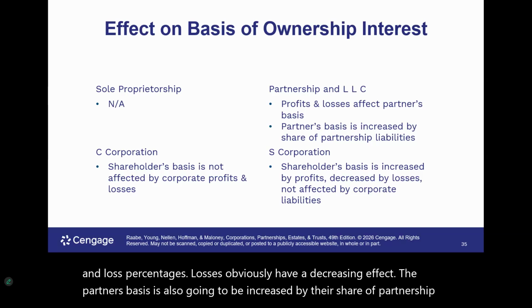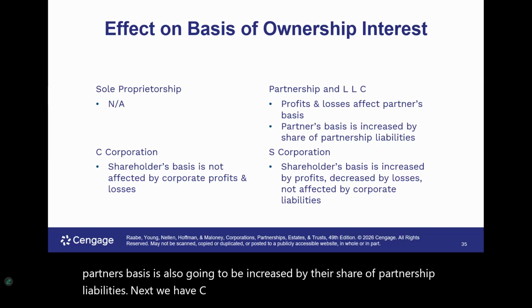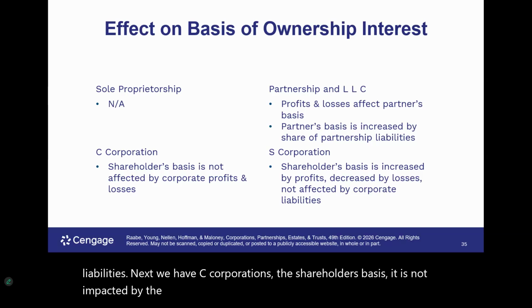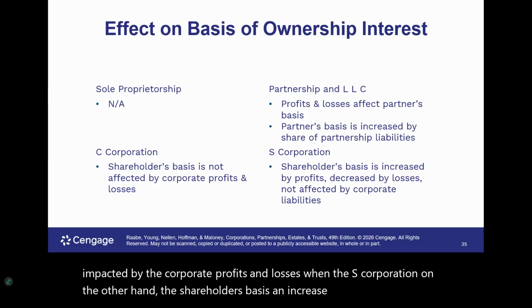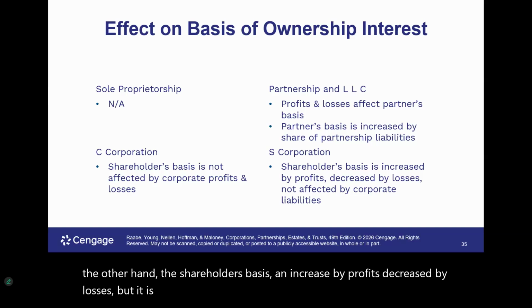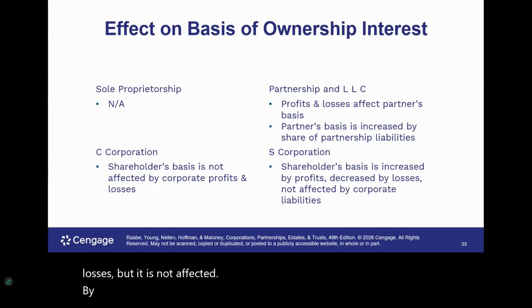Next, we have C corporations. The shareholders' basis is not impacted by the corporate profits and losses. With an S corporation, on the other hand, the shareholders' basis is increased by profits and decreased by losses, but it is not affected by corporate liability. So again, all of these things to consider.